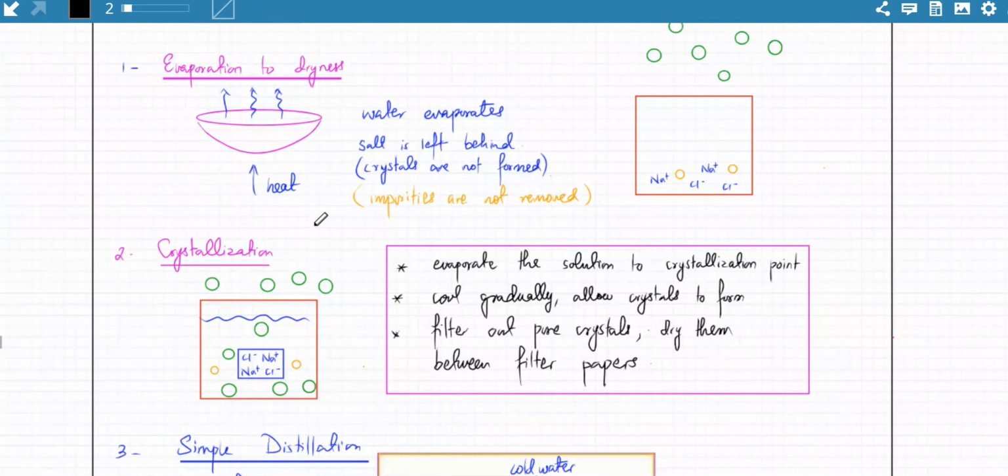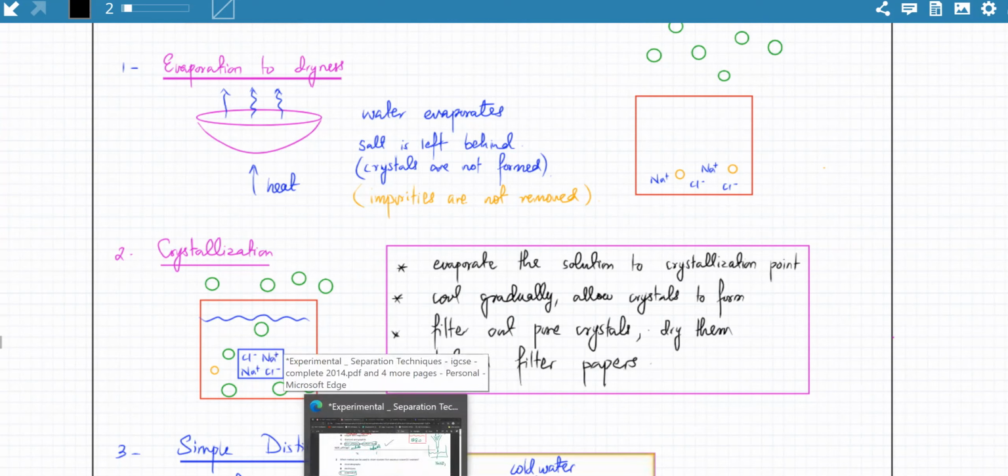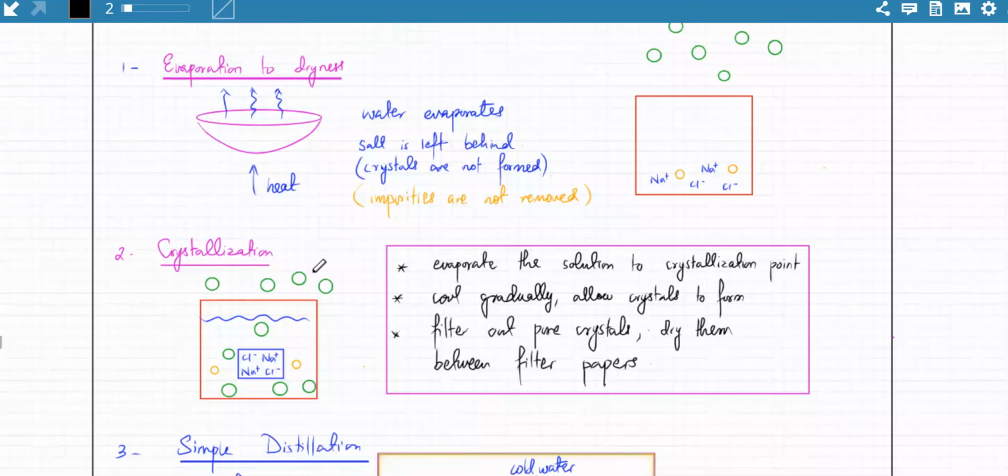So crystallization was a slower process where you gave the particles time, and you don't evaporate the whole thing. You just evaporate some of the water molecules, so that the water molecules get out of the way and the particles can join up with each other and form these big crystals. But both of them basically require evaporation. One is complete evaporation, the other one is just partial evaporation.